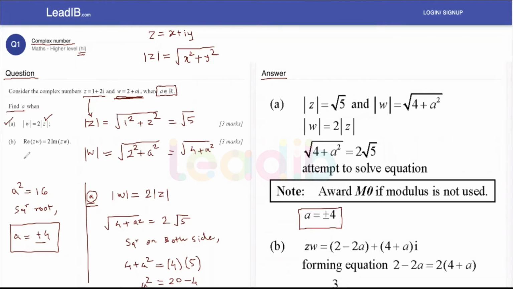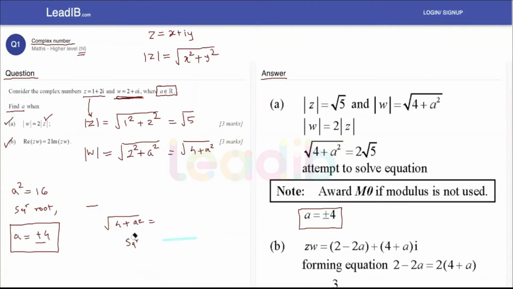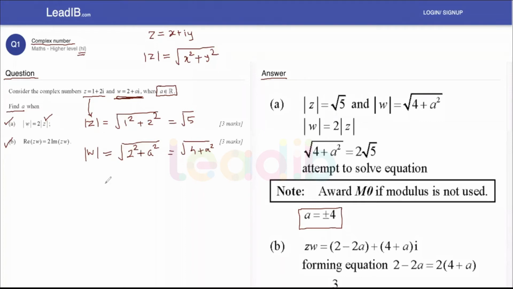Now moving on, we will look at the second part, the B part. So let me clear this first, and then we will see how we can solve the B part. The condition given in the B part is about the real part of ZW. So first of all, we have to find ZW. Then we will find the real part and imaginary part of ZW. Just multiply Z and W for that. We already have Z, which is 1 plus 2i. Then you multiply this with W, which is 2 plus Ai.